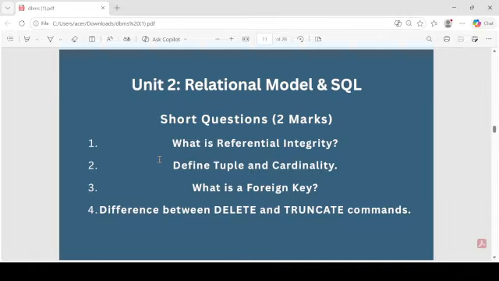Let's talk about unit number 2, which is relational model and SQL. These are short questions, like 2-mark questions, which mostly come in your exam. The first question will be: what is referential integrity? Define tuple and cardinality. What is a foreign key? Or they may ask about any type of key. So you have to understand keys and differentiate between the delete and truncate commands. This is the most important question. So let's understand these questions.